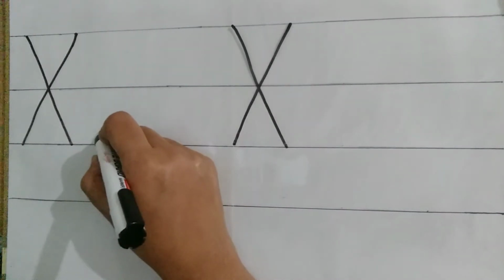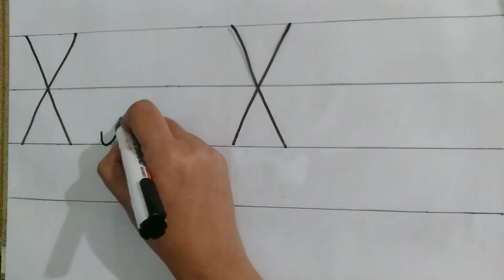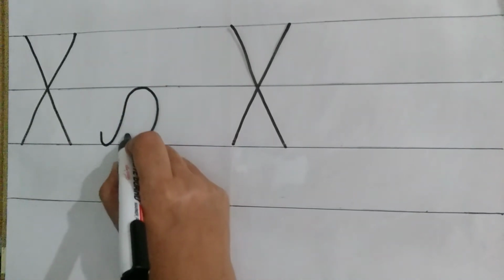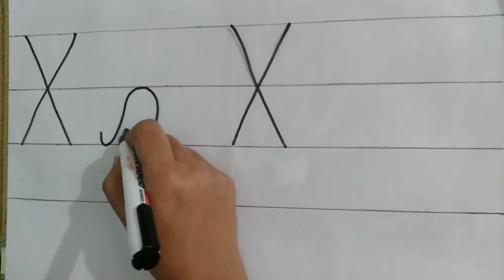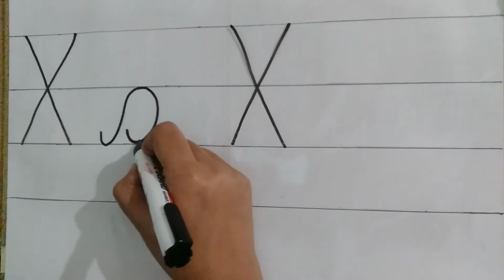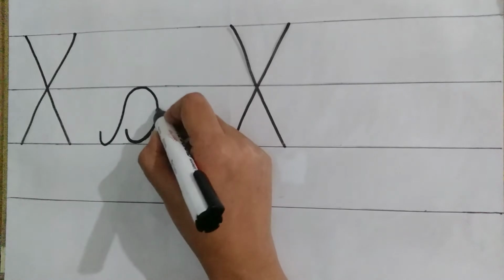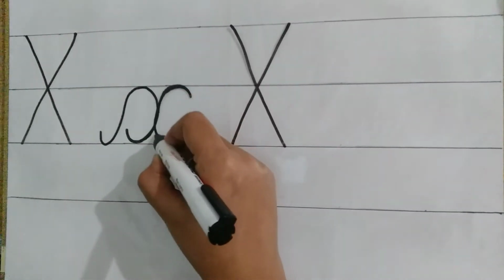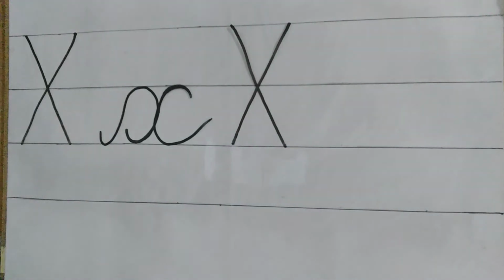We start with our tiny curve. We go up. We come down like this. We go back the curve. Then we make a shape like C. And we go out. This is how we write small cursive X.